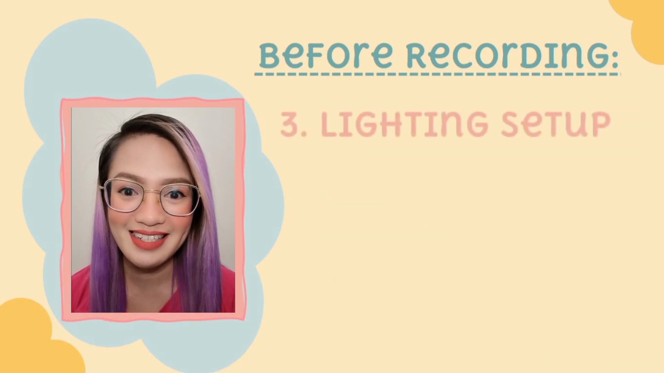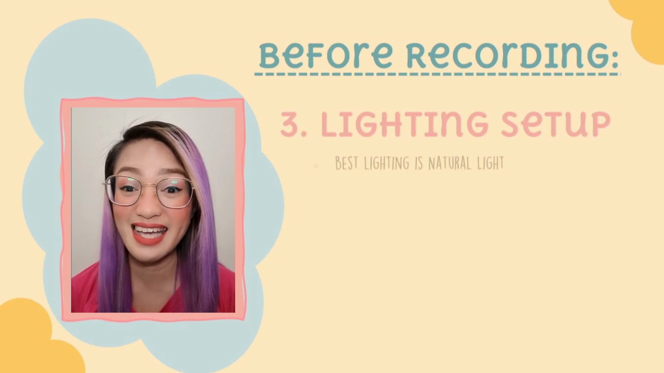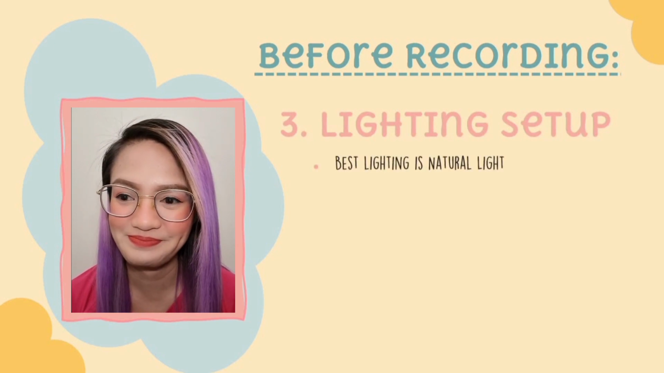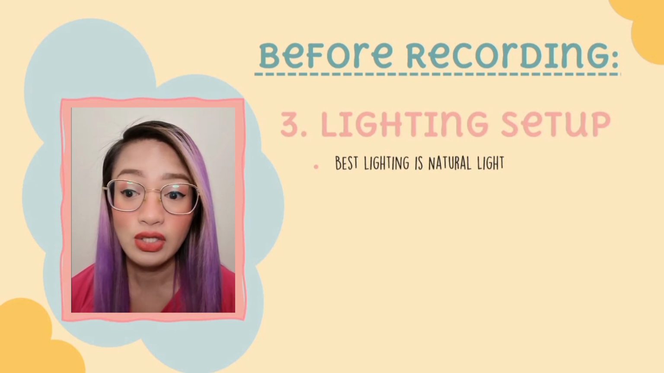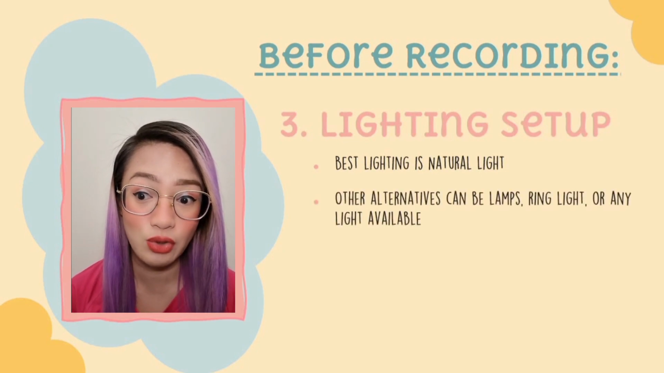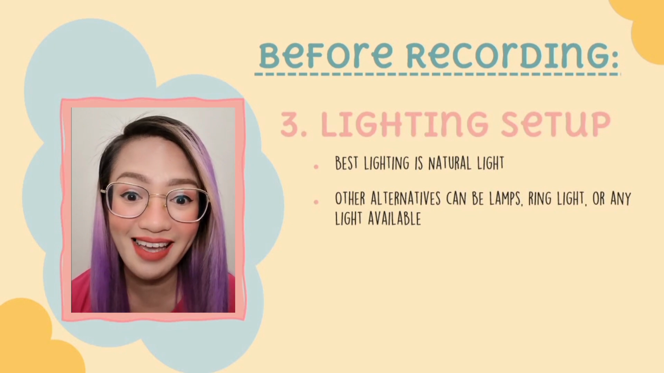Number three will be the lighting setup. The best light is natural light. If you don't have a good source of natural light around your home, use any light or lamps you have at home, such as a lamp or a ring light.